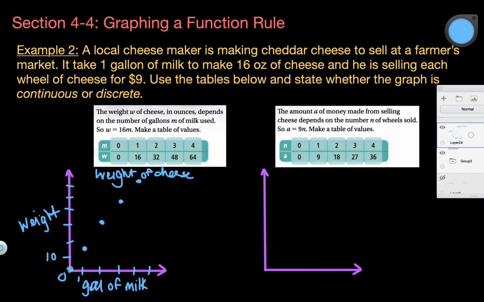So all of these points on this line, so please make yours straighter than I did. So all of these points that are on this graph are points that would make sense, right? So maybe this is 2.5 gallons of milk that lines up with maybe 40 ounces, okay? So it makes sense. We can use a portion of a gallon of milk. So this is a continuous graph because I connected all of my points, okay?